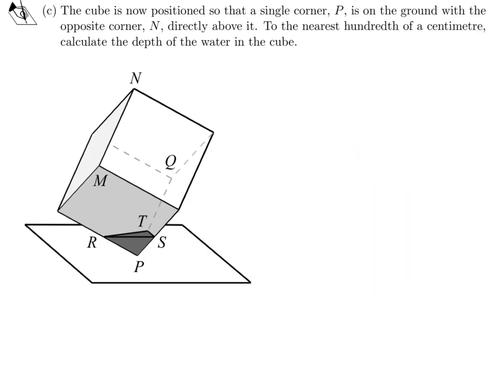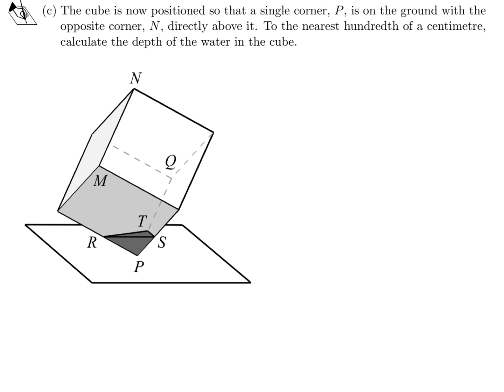Part C. The cube is now positioned so that the single corner P is on the ground and the opposite corner N directly above it. To the nearest hundredth of a centimeter, calculate the depth of the water in the cube. So this time our 3D geometry is a little bit more complicated, and they do not give this diagram on the question. This is something that I got from the solutions. So you unfortunately have to figure this out on your own. So it's obviously challenging, but I'll try my best to explain it.